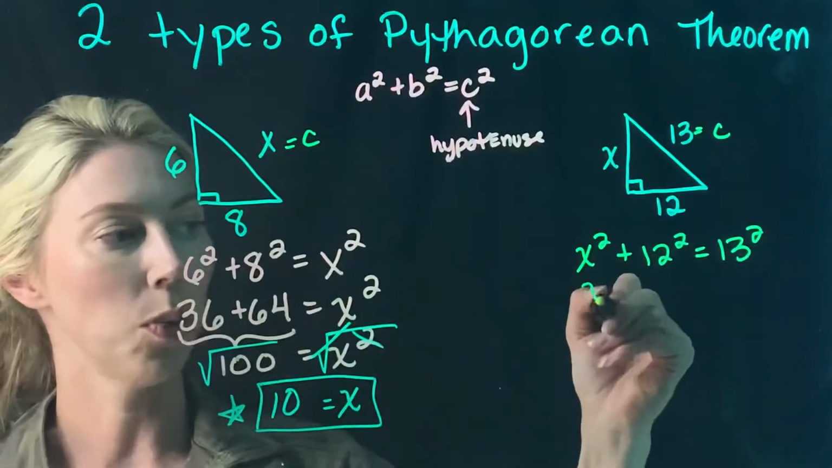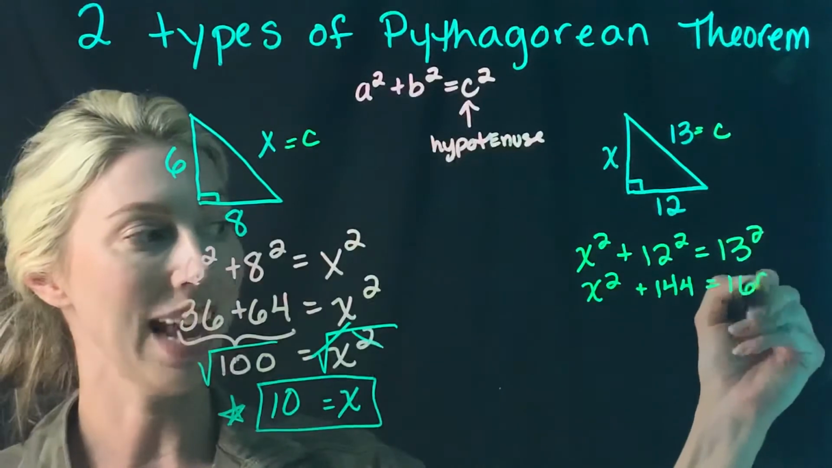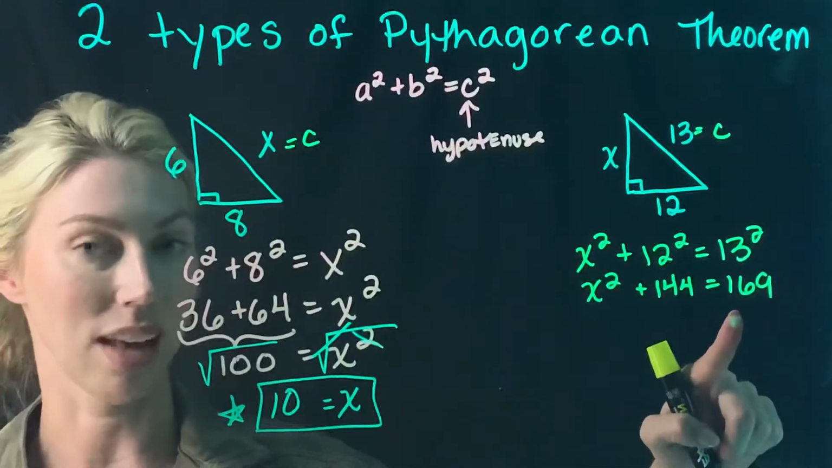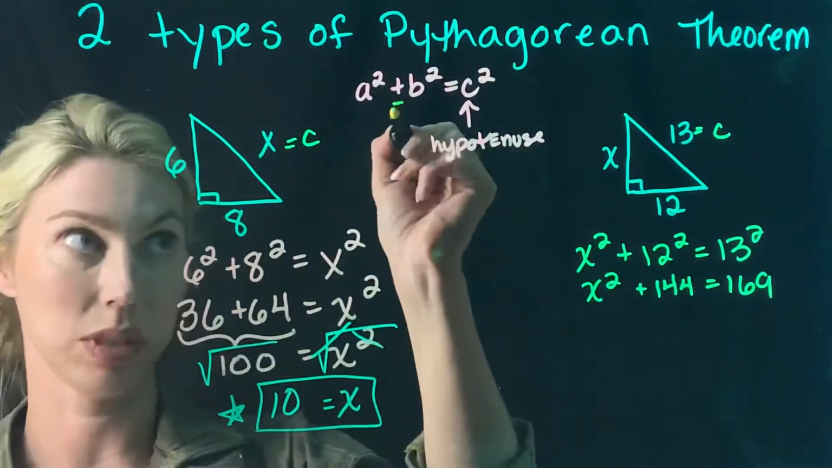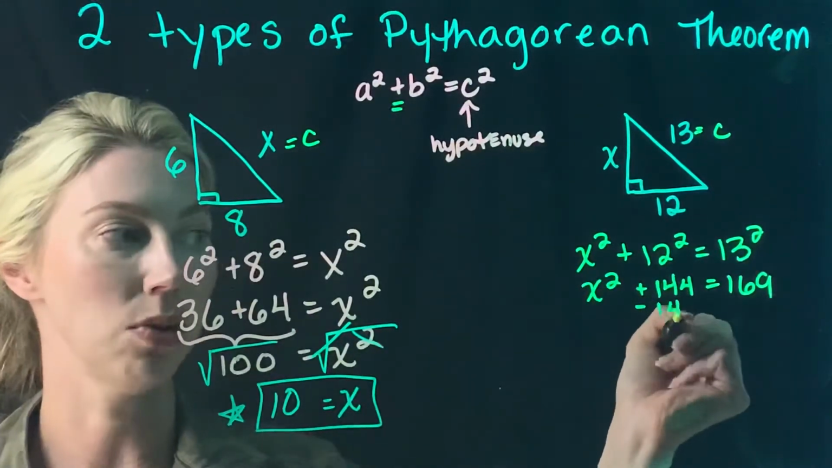Now, as I start to work it out, I'm going to find that in order to get my answer, I'm going to need to move 144 to the other side. So because this is always going to be addition, since that's what's in the Pythagorean theorem, to move that to the other side, you have to use subtraction.